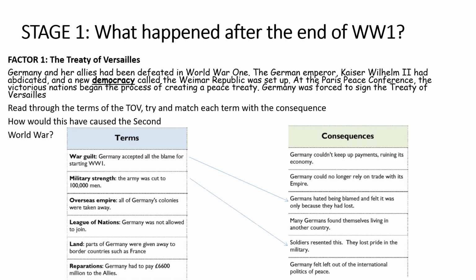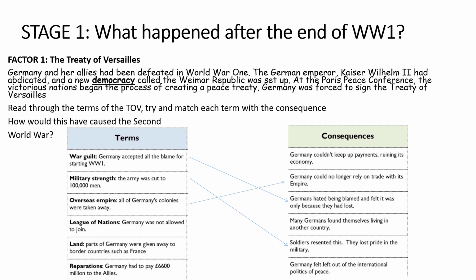Secondly, military strength. That one goes down to near the bottom. Soldiers resented this. They lost pride in the military. Okay, so because their military was shrunk down to only 100,000 men, soldiers really hated that, and they lost pride in the military. Okay, so whereas they would have felt proud to be in the army beforehand, now they resented it and felt really upset about this.